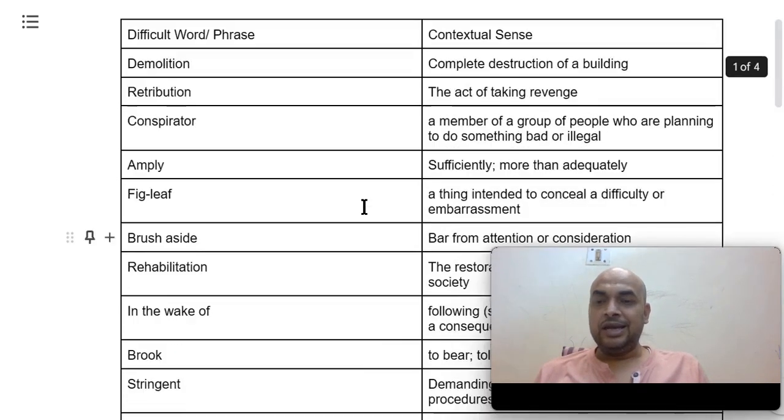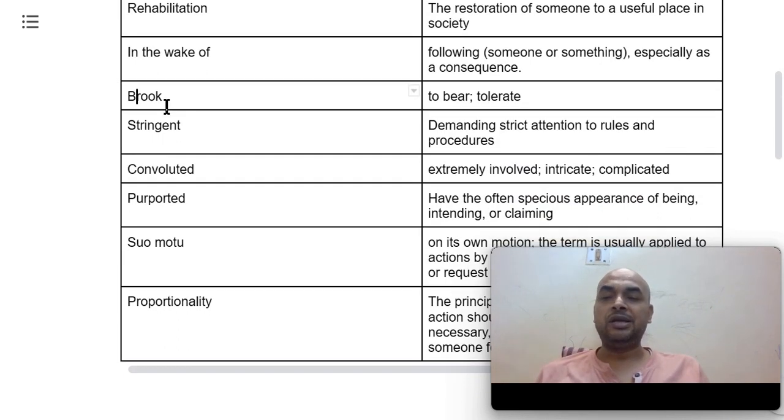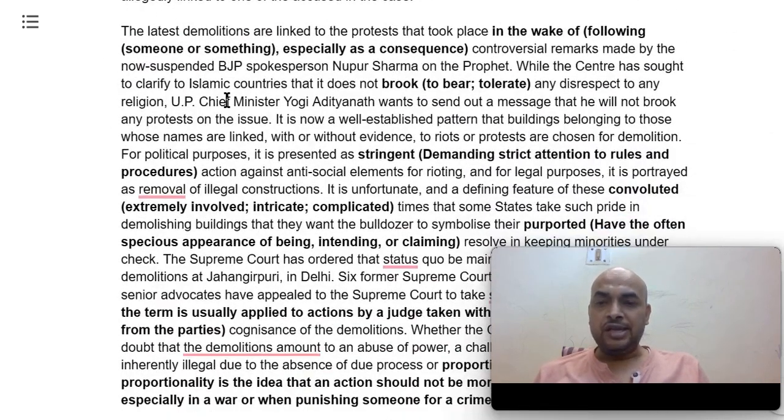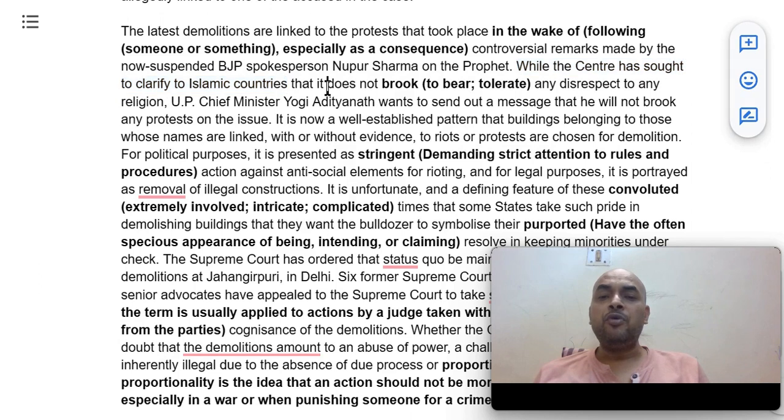And next is an interesting word. Brook means bear or tolerate. बर्दाश्त करना. Okay, that means somebody is tolerating something. It can be said they are brooking it. And the contextual usage: the Center has sought to clarify to Islamic countries that the government does not brook any disrespect to any religion.